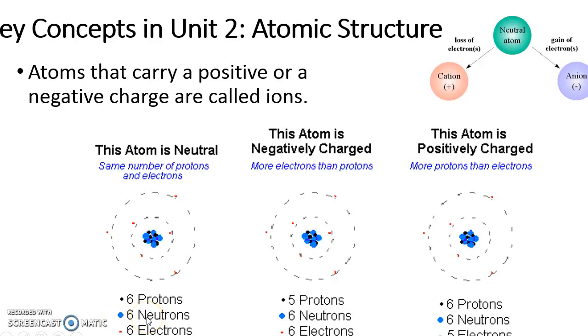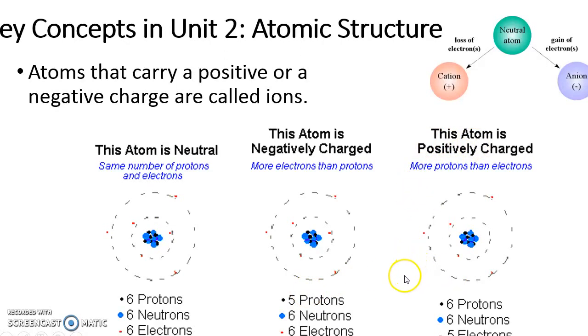Neutrons have nothing to do with ions. It's really the numbers of protons and electrons that matter. This atom right here is negatively charged. It has 5 protons and 6 electrons. So it carries a charge of -1 because it has 1 more electron, or 1 more negative charge, than it does positive charges.